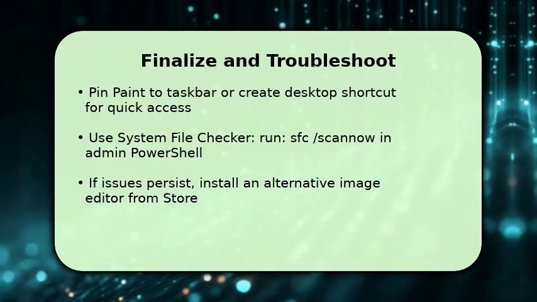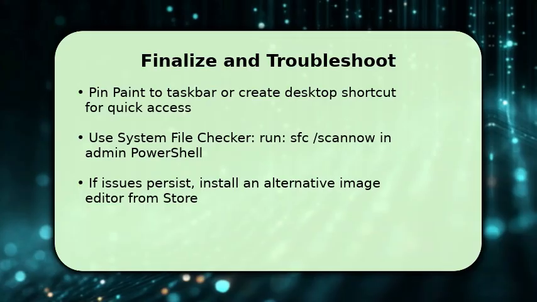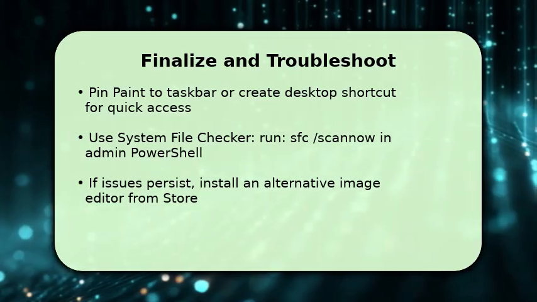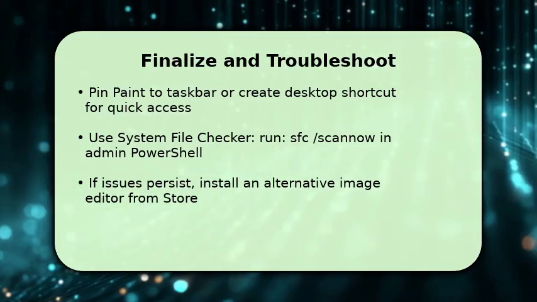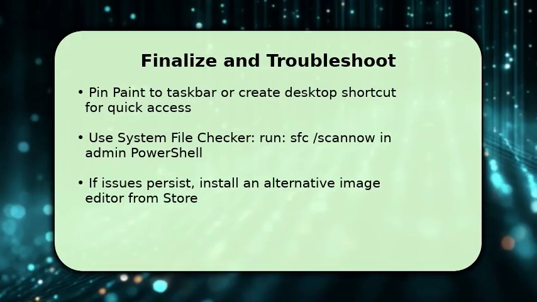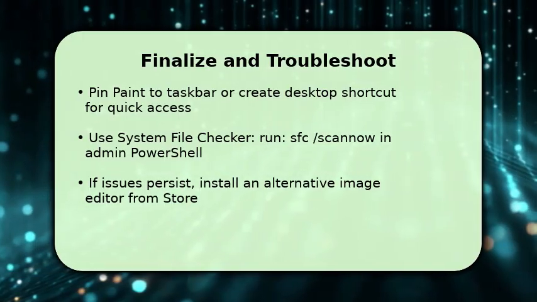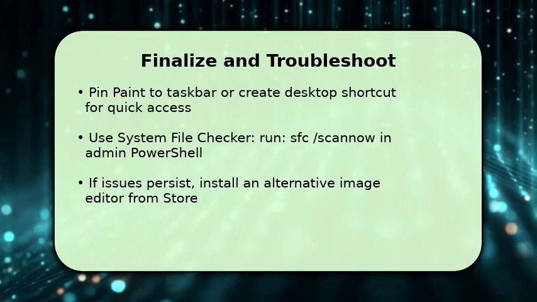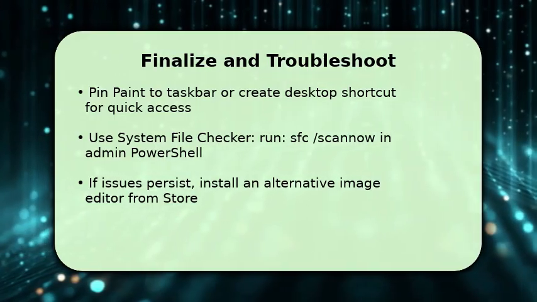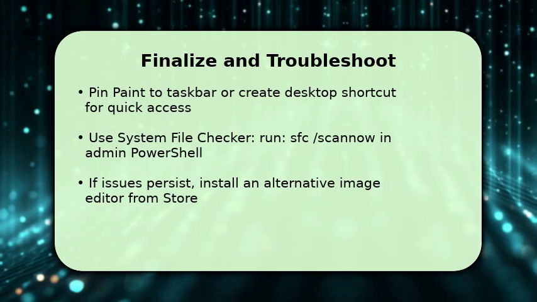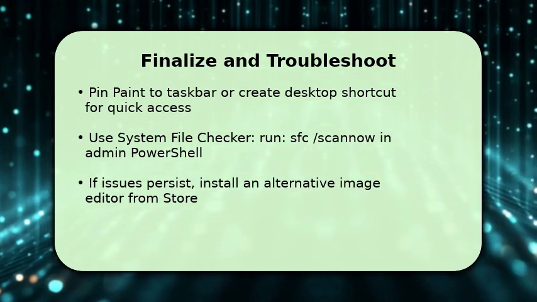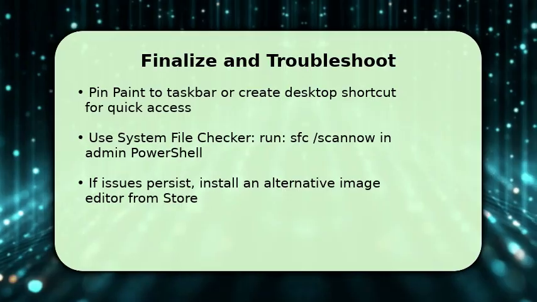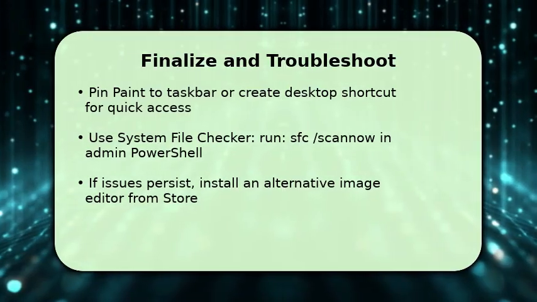If Paint won't run, open an elevated PowerShell or command prompt and run sfc /scannow to repair missing system files. After that, retry C:/Windows/System32/mspaint.exe. As a single troubleshooting tip, if the executable is corrupted or deleted, install Paint or a trusted alternative from the Microsoft Store to restore functionality quickly.